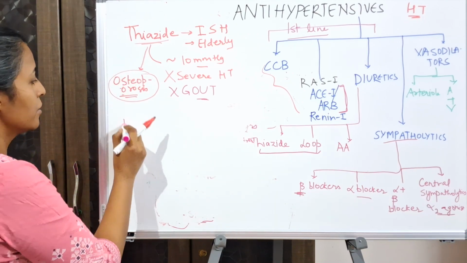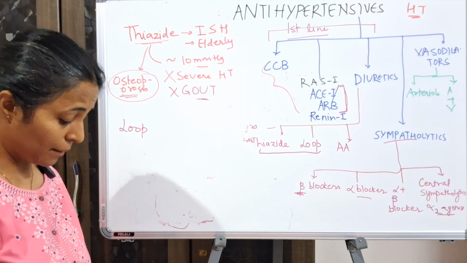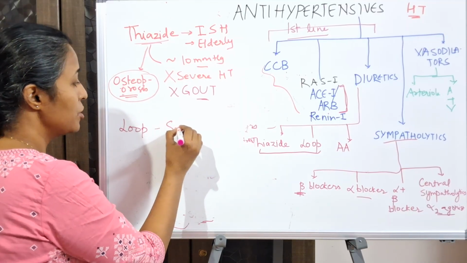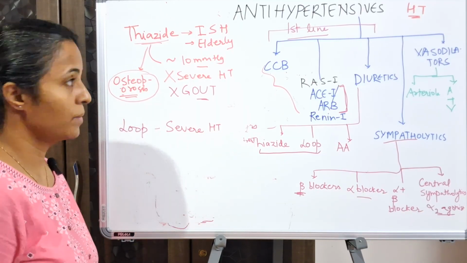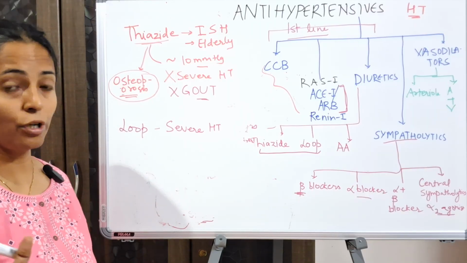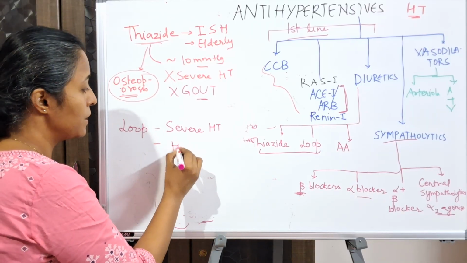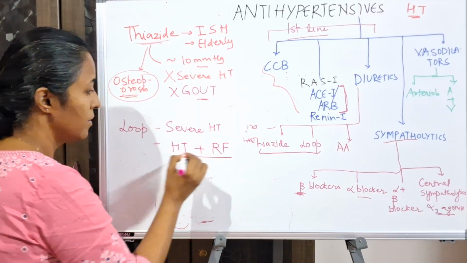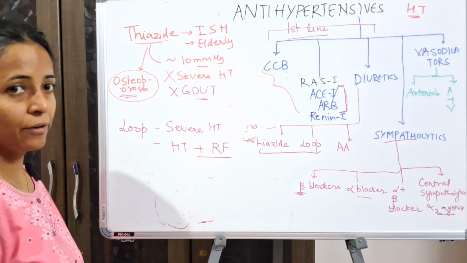Loop diuretics. Loop diuretics are actually not the preferred drugs for hypertension except in case of severe hypertension. In severe hypertension they can be used, because I said thiazide diuretics are not used in severe hypertension. They are also used if hypertension is complicated with renal failure. Right? So these are the two main uses of loop diuretics.